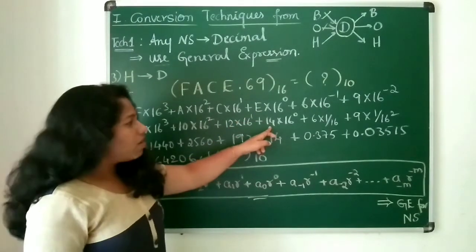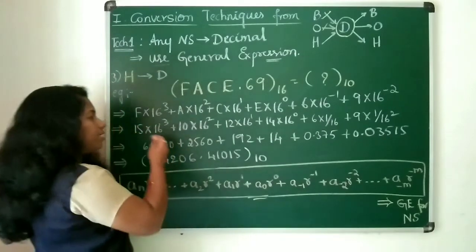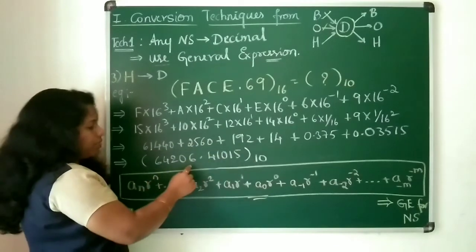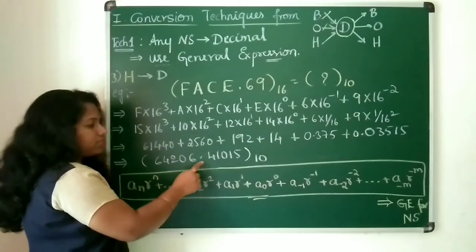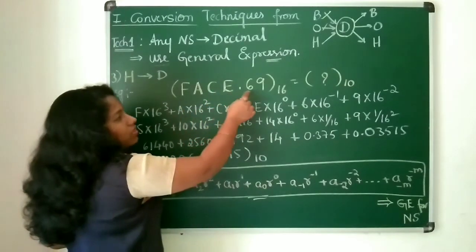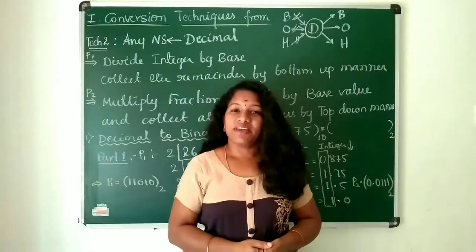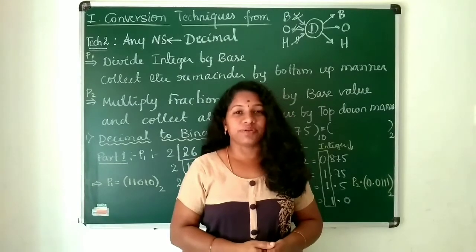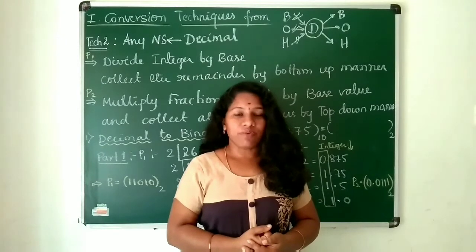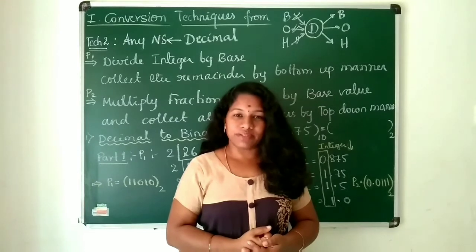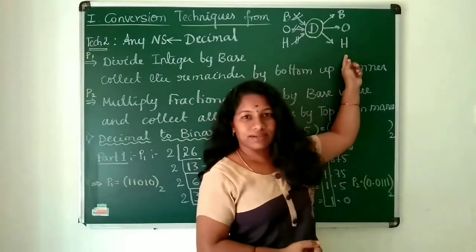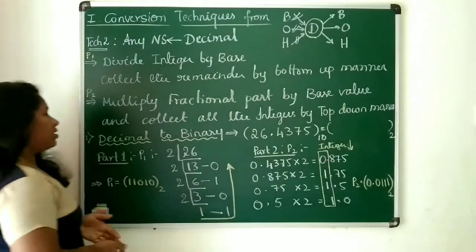All those things you need to represent here, and then you need to have multiplication. When you multiply all these things and add, you will be getting 64,206.41015. This is the equivalent of this FACE.69 hexadecimal number. When you want to convert any other number system to decimal number system, the hint is you need to use the general expression. Now we are going to convert decimal number system to all other number systems such as binary, octal and hexadecimal. Let us take the first type, decimal to binary.